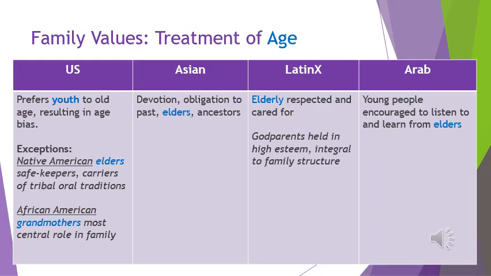So let's take a closer view of this chart. And if anybody doubts that the US prefers youth to age, look at Hollywood and Botox and etc. All right. So there are a couple of exceptions. A couple of our co-cultures are exceptions. The Native American elders are very important to those tribes. And then in the African American community, grandmothers are very important and considered the central role in the family.